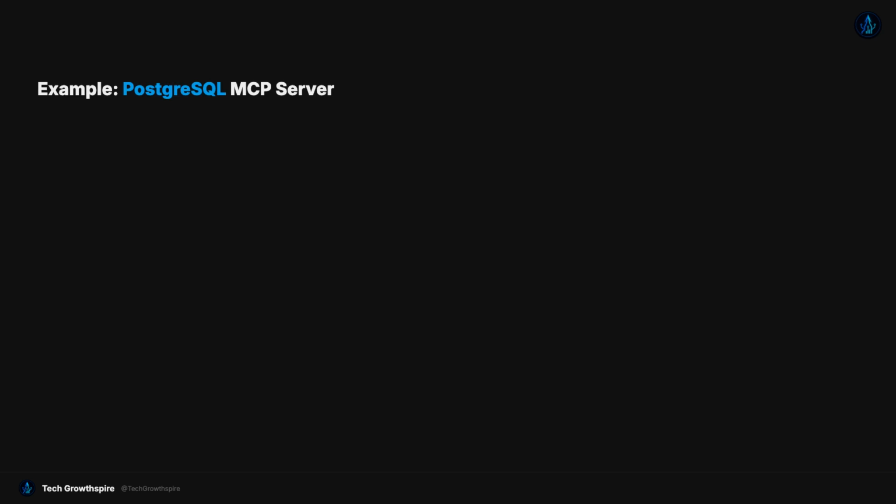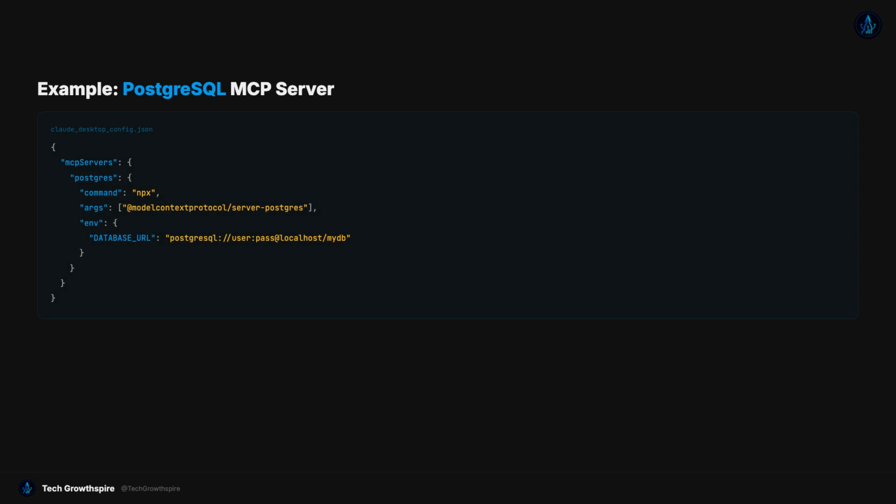Let me show you a more practical example, setting up the official PostgreSQL MCP server. This lets any AI assistant query your database directly. The configuration is straightforward. In your MCP client's config file, add the PostgreSQL server entry. The command is npx. The argument is @modelcontextprotocol/server-postgres, and you pass your database connection string as an environment variable. Once connected, the AI can see your database schema as a resource, and it has tools to run read-only SQL queries. Ask Claude, "What are our top 10 customers by revenue?" and it will write the SQL, execute it against your actual database, and present the results, all through MCP.